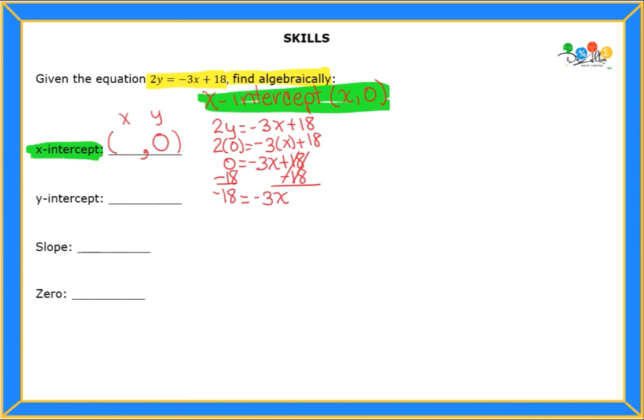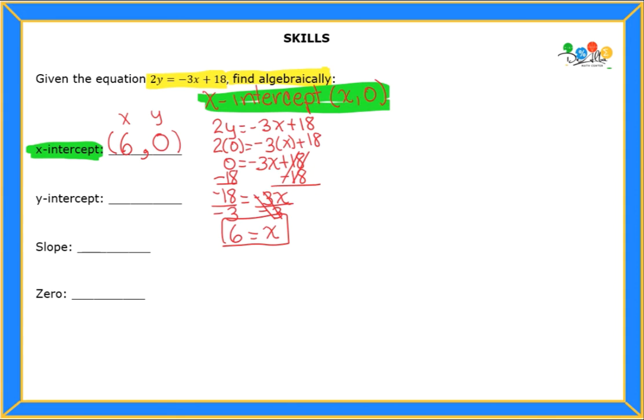Okay? What's the next thing I need to do? I need to divide by negative 3 so that I can get rid of the coefficient. Negative 3 divided by negative 3 gives me a positive 1, which is the same as x by itself. And negative 18 divided by negative 3 gives me a 6. And this would be the x-intercept. So we're done with the x-intercept.